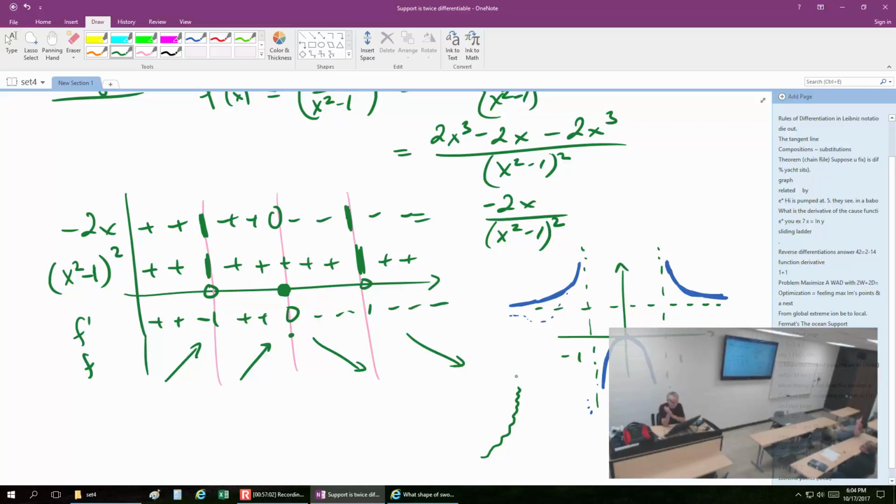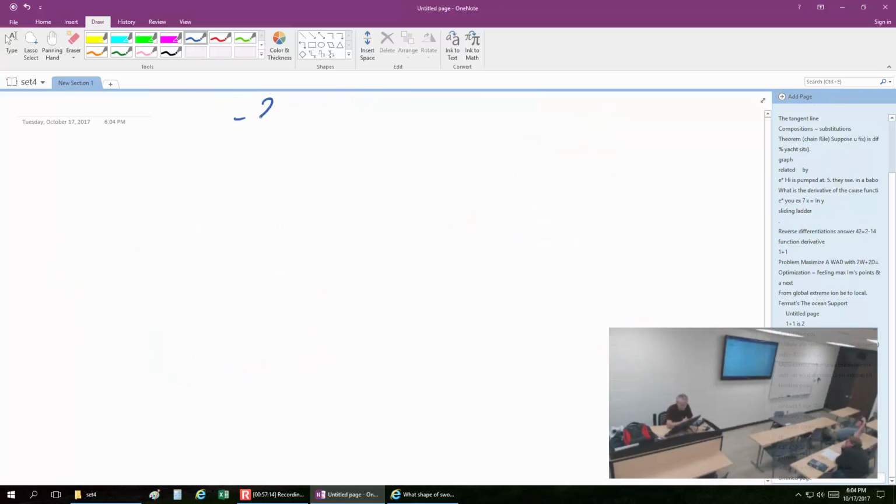So the second derivative then. I'm taking my first derivative and differentiating one more time. So -2x over (x squared minus 1) squared. That's my first derivative, and I differentiate it one more time.